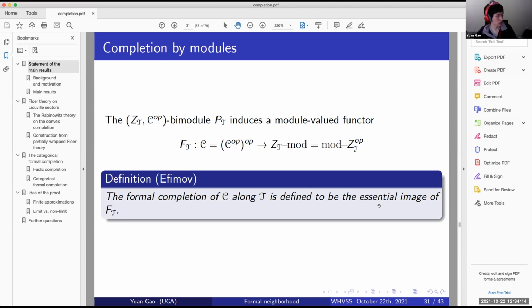So given a bimodule, we can associate to it a module valued functor from C op, which is the opposite of C, to the category of left modules over Z sub T, which is identified with the category of right modules over the opposite category of Z sub T. Then we're going to define the formal completion of C along the subcategory T to be the essential image of the above functor. And I'll tell you some properties of it.